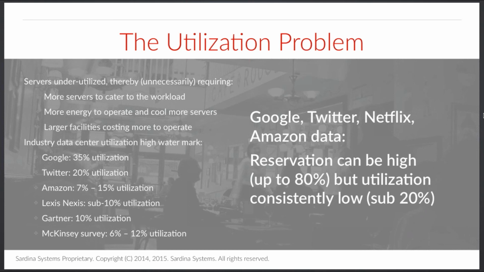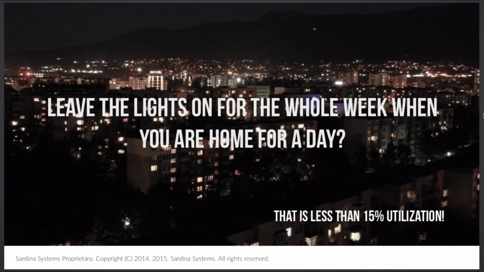As we see, utilization at some of the operators could be in a 7 to 15% range. Would you think of leaving the lights on at home for the whole week while being home for a day? That, by the way, is less than 15% utilization.